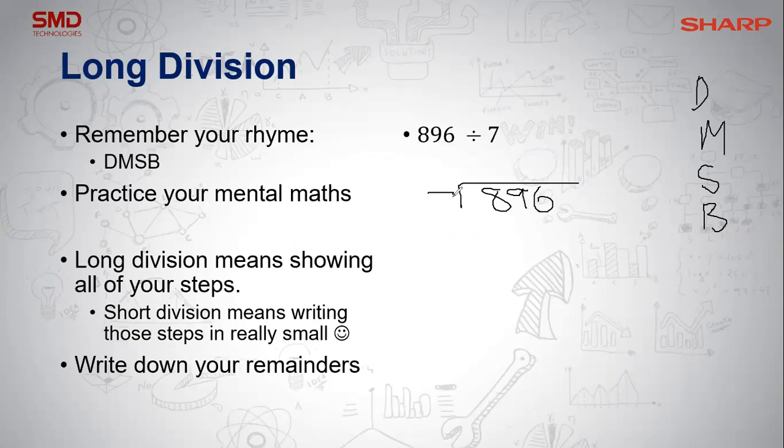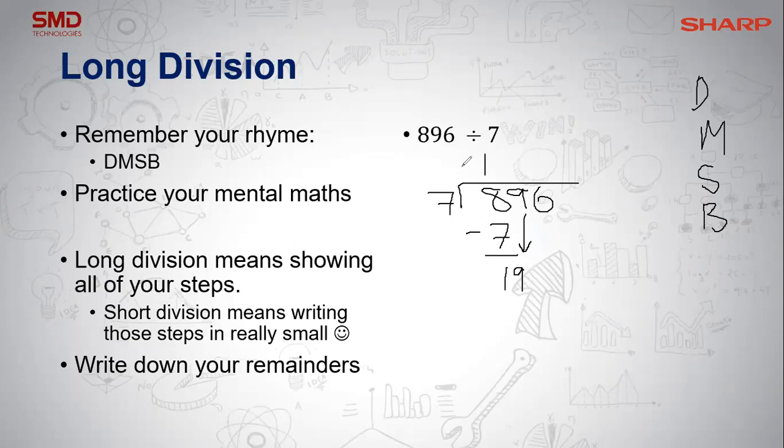896 divided by 7. And I just want to go through this rhyme with you and show you how it works. So daddy divide means we say 7 goes into the first number, which we can do. 7 goes into 8 once. So we write down 1, then we say mommy multiply. So 1 times 7 is 7. Then we say sister subtract. So we say 8 minus 7 is 1. And then we say brother bring down the next number.